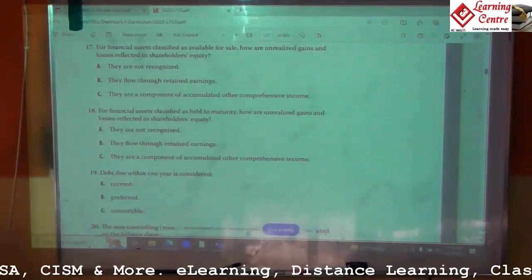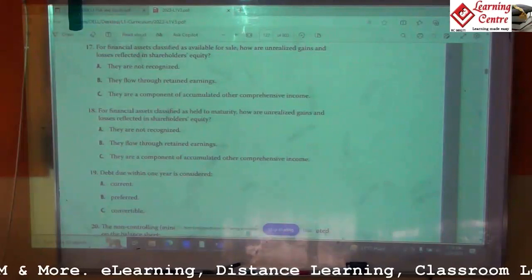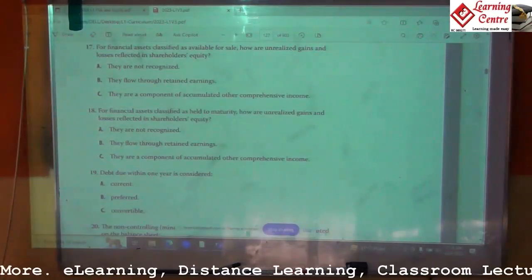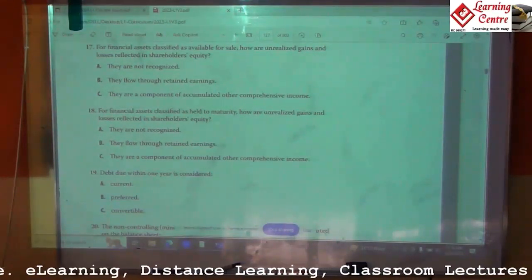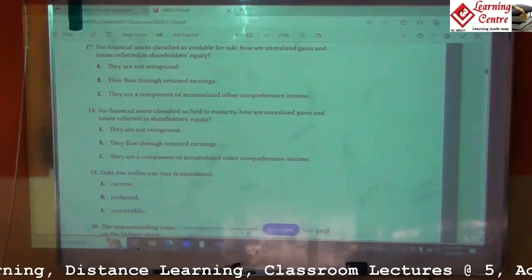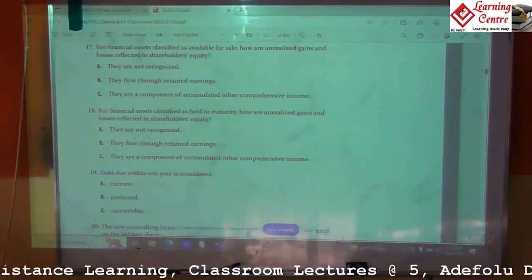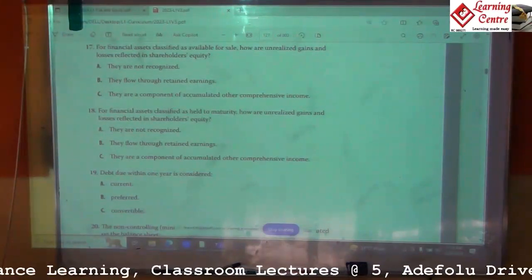So if they are held to maturity, how do you recognize unrealized gains and losses? Thank you, that was our argument. Makes sense? Like he said, they are not recognized. I was just emphasizing our argument from earlier. Please just understand the table very well.